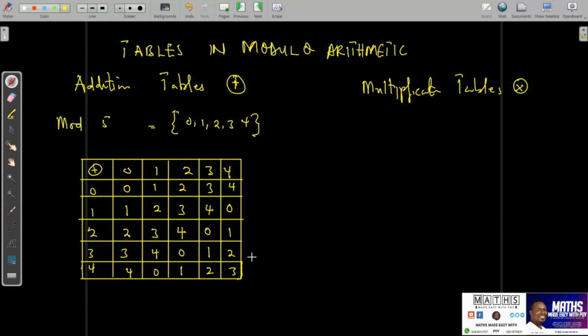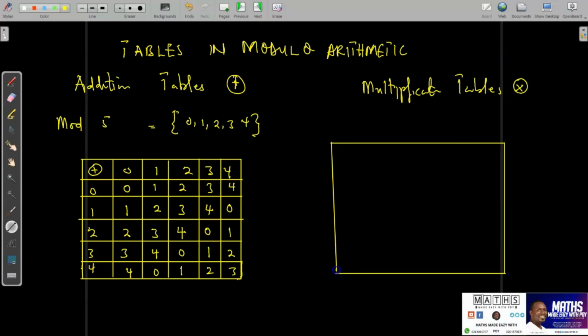I believe it's very easy. So let's go to the multiplication table in mode 5. For that one too, you have our table drawn. I know I can finish this within the shortest possible time, then I'll move on to another thing. So we have the multiplication sign there. We have 0, 1, 2, 3, and 4 across the top and down the side.